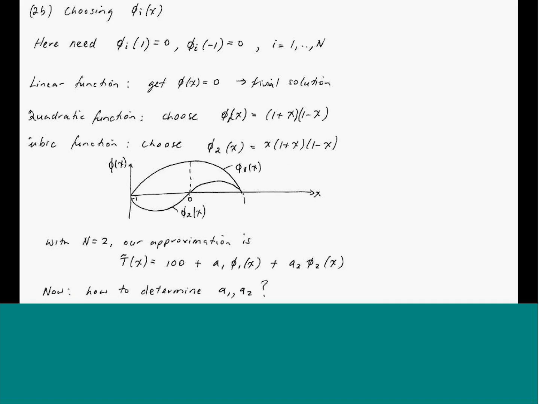Okay, so let's be more specific for our particular example about what we want to choose for the phi's. And again, I want to be clear, there are many choices for phi, and this is a decision that you make. So this is 2B, choosing the phi's.